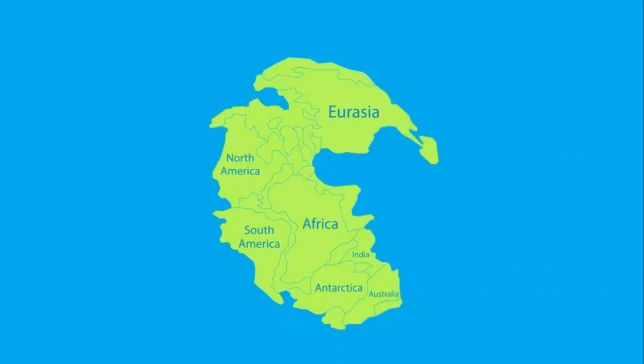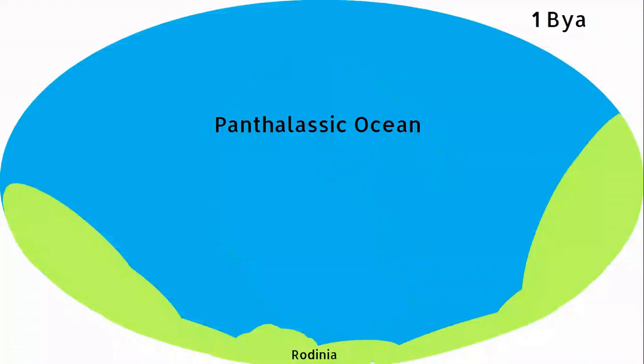Well before Pangaea, the supercontinent Rodinia formed about 1 billion years ago. Rodinia, the only substantial landmass at the time, was at the southern part of the Earth, around where Antarctica is today. Because there was only one landmass, there was only one ocean, the Panthalassic Ocean.